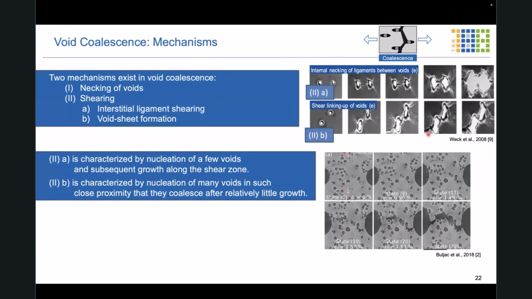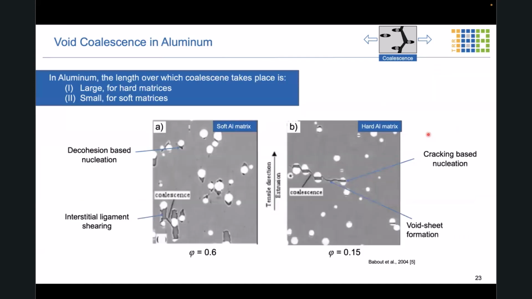Number 2A, the interstitial ligament shearing, is characterized by nucleation of a few voids and subsequent growth along this shear zone. Whereas number 2B is characterized by the nucleation of many voids in such close proximity that they coalesce after relatively little growth. Okay, so it's all about the nucleation of secondary voids in this case.